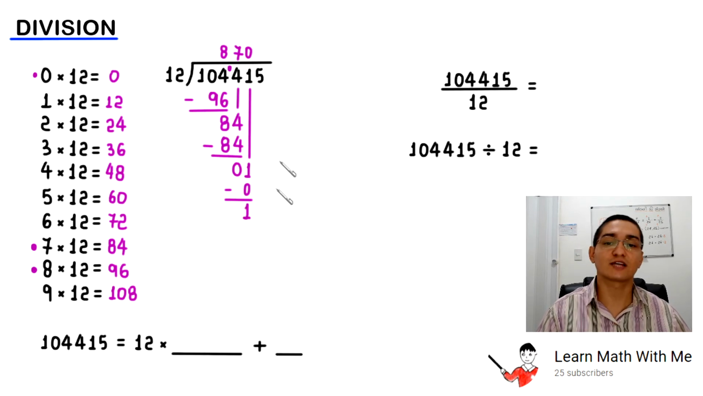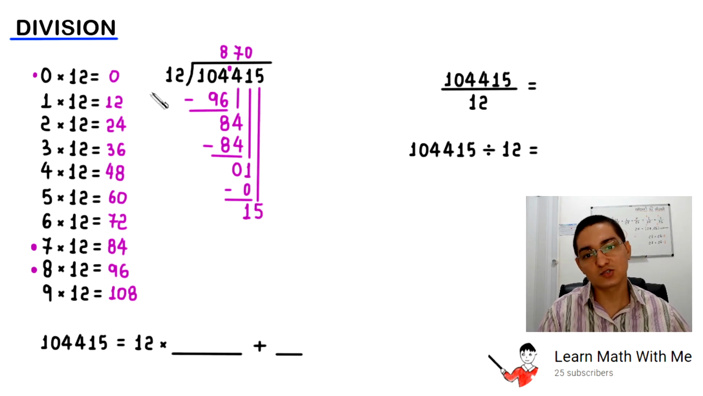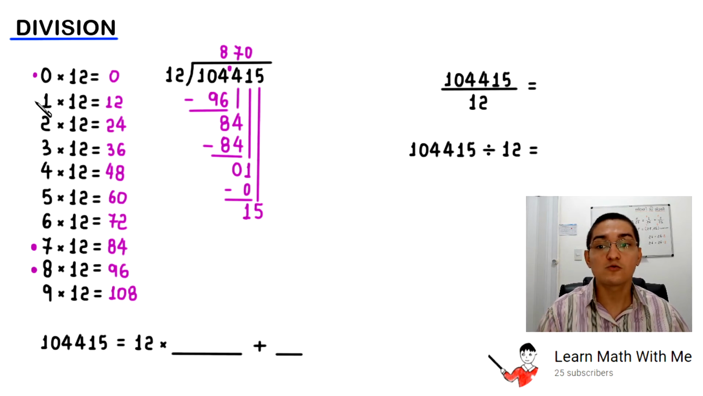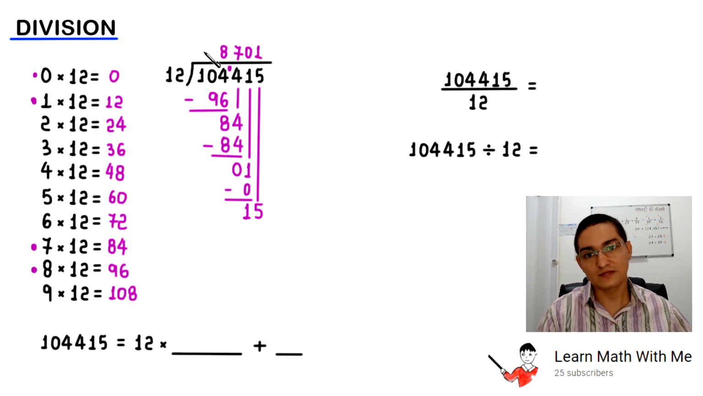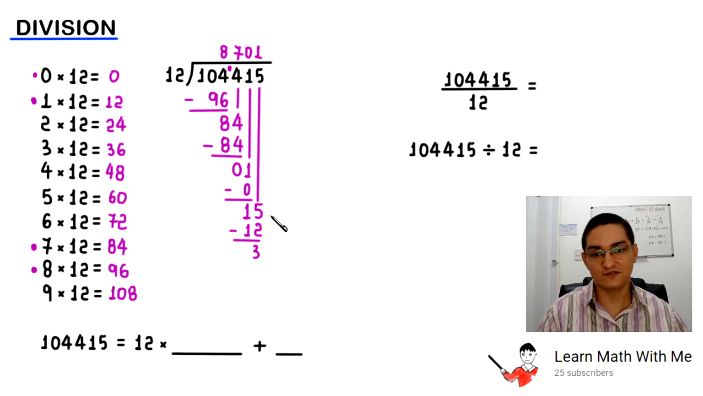So after a subtraction, we bring down the next digit. And now we have here 15. And how many times does 12 go into 15 without going over? You will say that only once. So the next number here is 1. 1 times 12 equals 12. That is what I write here. And we subtract. We can say that 15 minus 12 equals 3. You can say that because 12 plus 3 equals 15.